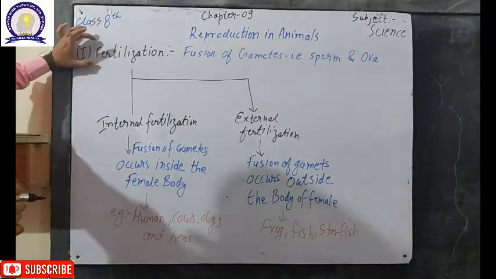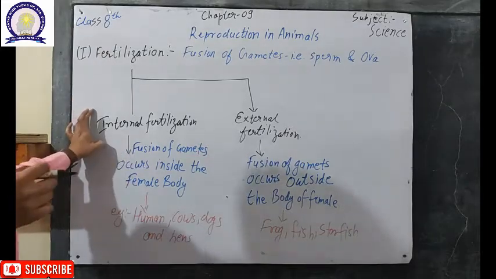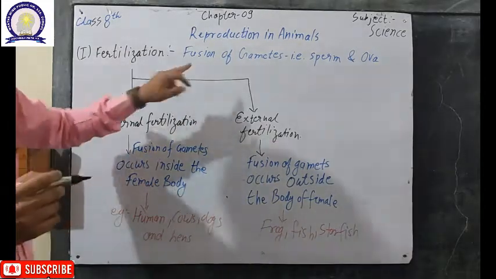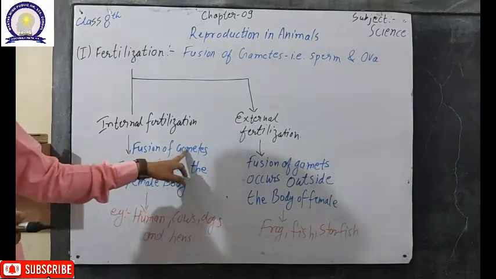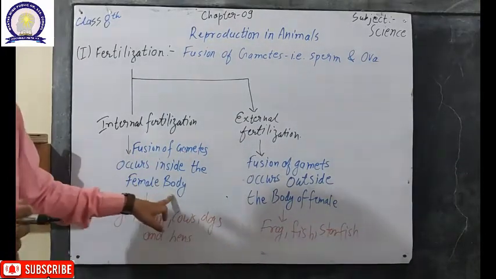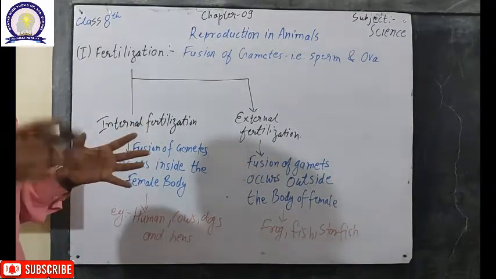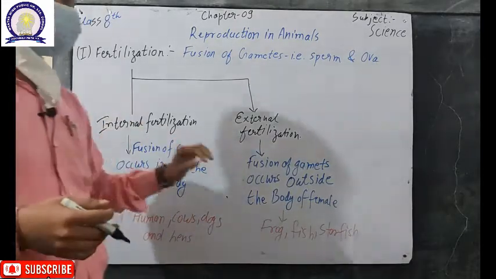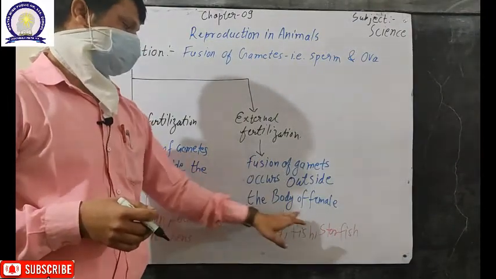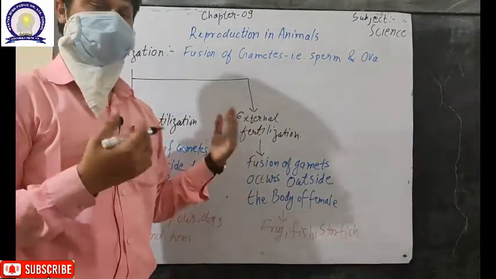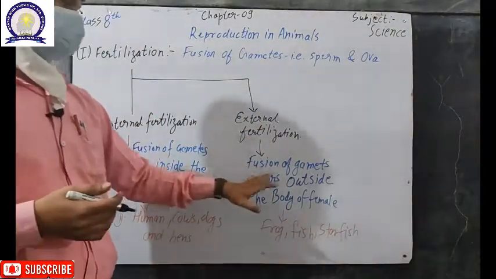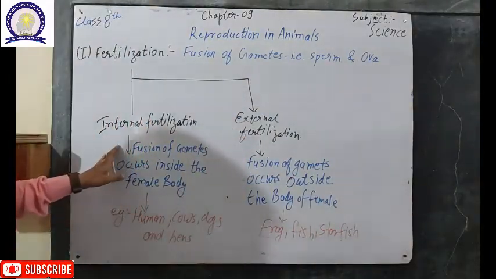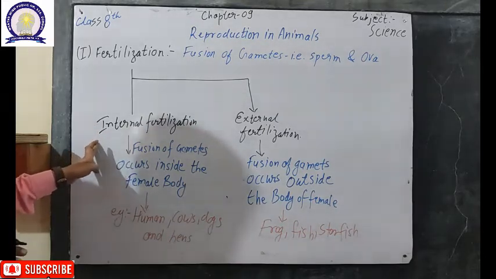Fertilization is of two types, internal fertilization and external fertilization. So what is internal fertilization? As already told, fertilization is a fusion of gametes. Whenever the fusion of gametes, that is sperm and ovum, takes place inside the female body, it is called internal fertilization, whereas if the fusion of the gametes takes place outside the body of the female, like in water or any other medium, it is called external fertilization.